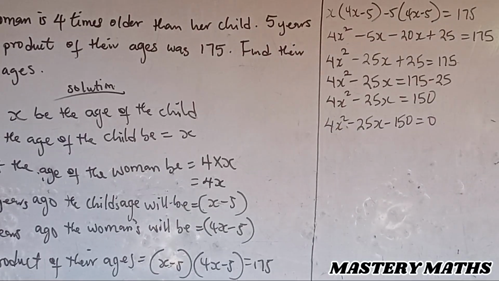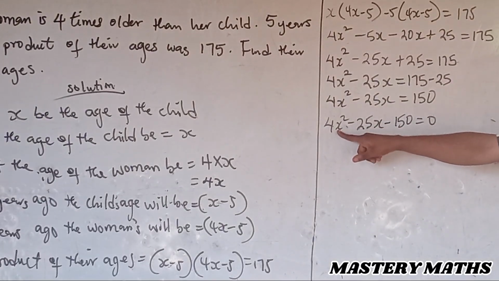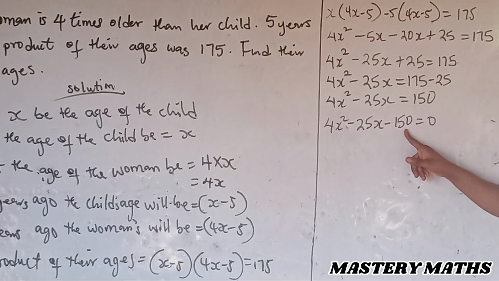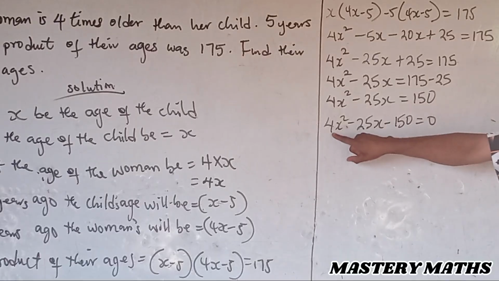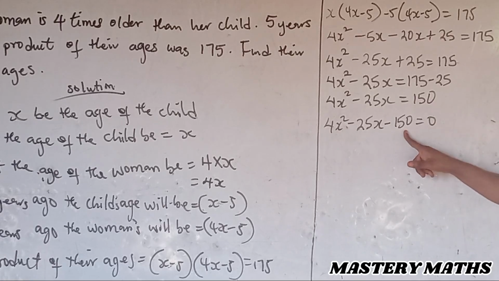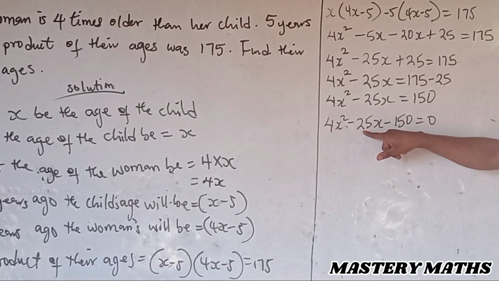We need, first of all, you have the first, which has the power of 2. It has a coefficient of 4. And you have the last, which is 150. Now, what we need to do, we will use the first number you have there to multiply the last one, which is 150. Our aim of doing that is to look for the center number. The center one is minus 25.